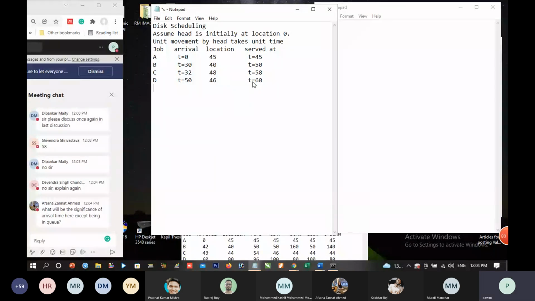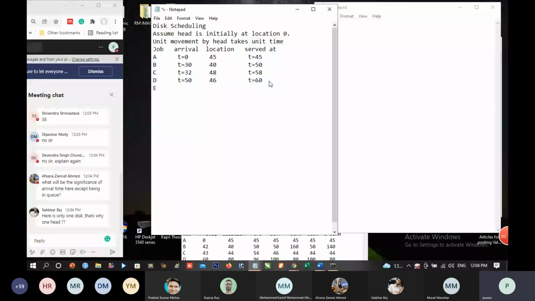That is correct. For the time being, the arrival time simply means that we are in a queue. We are serving the jobs one after the other. But there is a significance of the arrival time also here. Suppose the job arrives at time t equal to 80 and its location is 40. Now we cannot serve it from 66. We shall be waiting till time t equal to 80 and then we shall be serving at time t equal to 86. Is it clear to you?